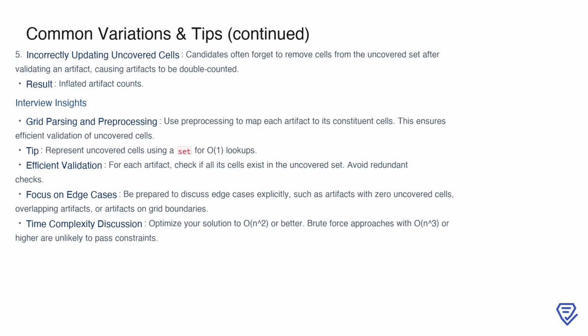It's also important to be prepared for edge cases during interviews. You might encounter scenarios like artifacts with no uncovered cells, overlapping artifacts, or those that align with grid boundaries, so make sure you can discuss these explicitly. Lastly, always aim to optimize your solution. A time complexity of O(n²) or better is ideal, as brute force approaches with O(n³) or worse are unlikely to meet the problem's constraints.